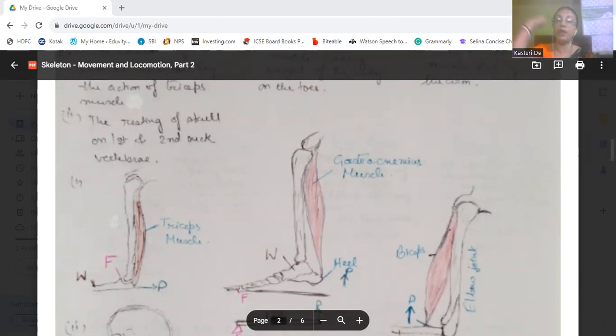So when we are folding our arm, the hinge joint, this is the weight. When we are picking up the weight, this hand acts as a weight. The fulcrum is here, and the power is below the elbow. So that makes a first order lever.